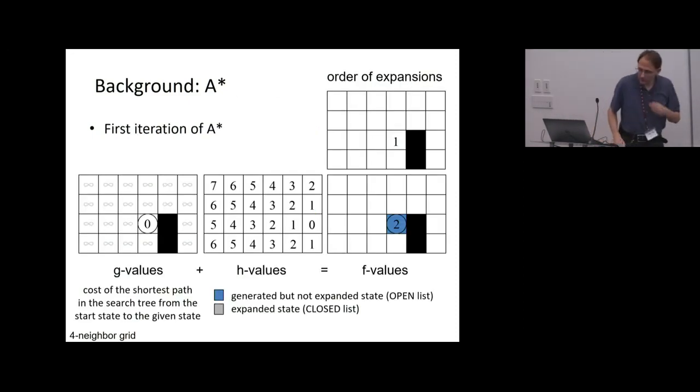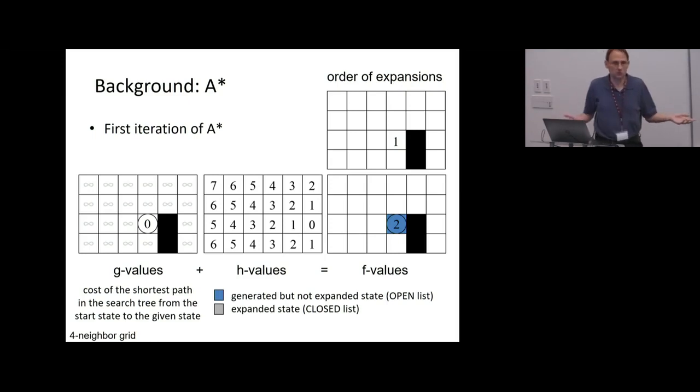Let's look at the various parts here. A star maintains a priority queue, called the open list. In the priority queue, it puts the states that it wants to work on, that it wants to expand. Initially, that's just the start state. Assign a priority to it, and what A star likes is small f values. What's an f value? It's just the estimated distance from the start state to the goal state via the state in question.